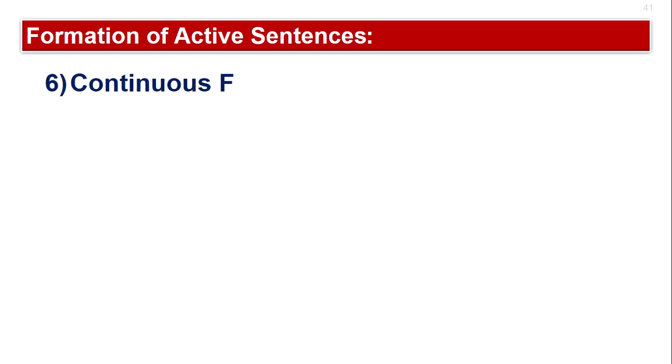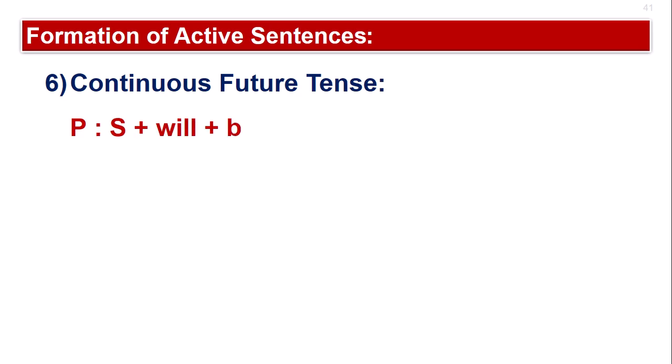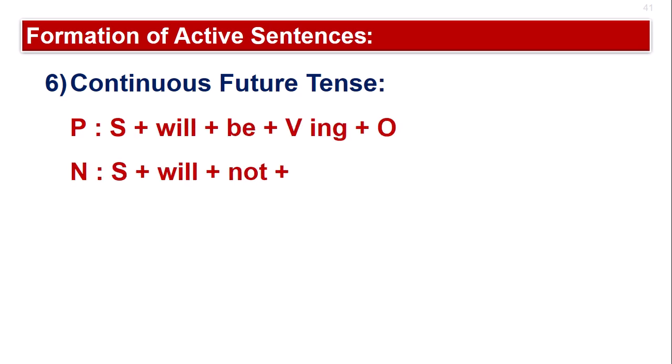So here we have the sixth tense, continuous future tense, and the positive and negative formulas are there on your screen at the moment. You can write down all the things that you can see. Subject plus will plus be plus verb ing plus object, that is positive sentence formation. And in negative sentence formation, subject plus will plus not plus be plus verb ing plus object.